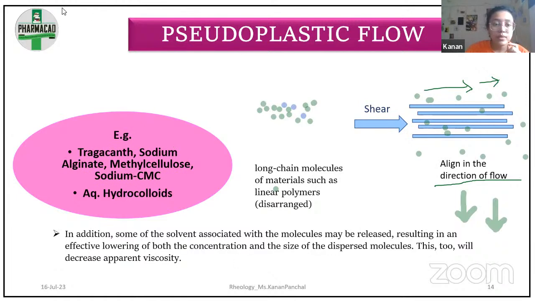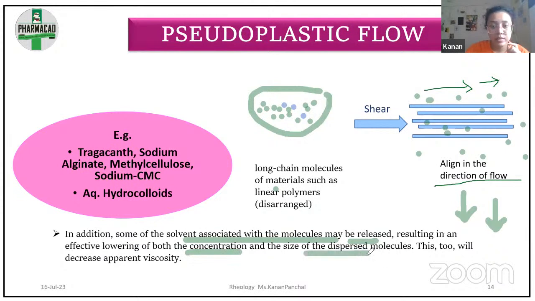So the solvent associated with the molecules in this phase will be released, resulting in an effective lowering of the concentration also, not of the size of the dispersed molecule, but basically there will be a decrease in the apparent viscosity.